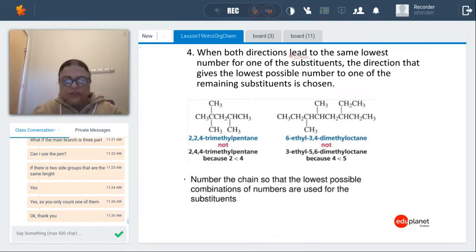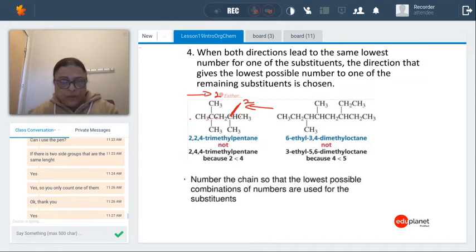What happens if in both directions you get the same lowest number? So if you have 1, 2, 3, 4, 5, this is pentane. Here the branching starts at position 2 if I count this way, and if I count this way, I also have a branching starting at position 2. Correct? So what do I do? Do I count from left to right or from right to left? Let's see what I get.